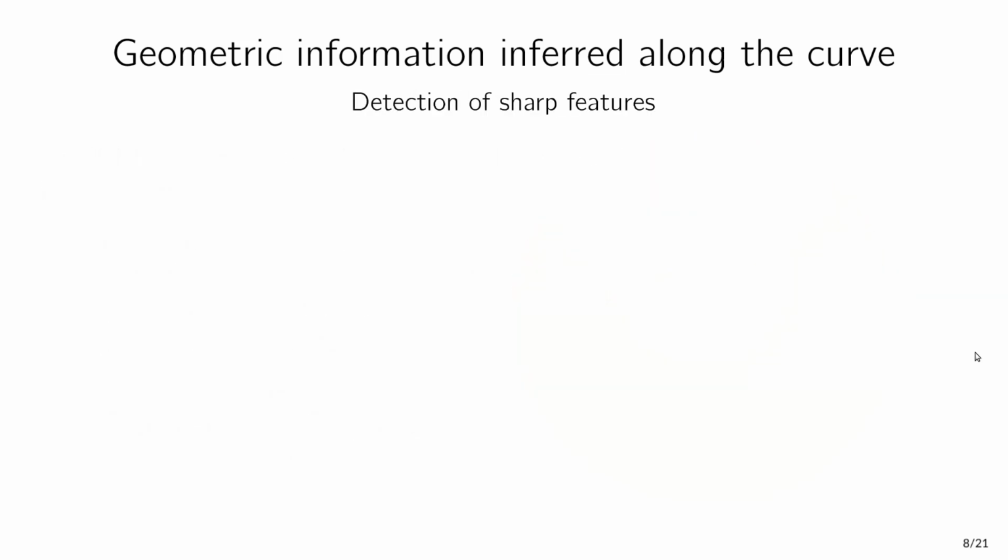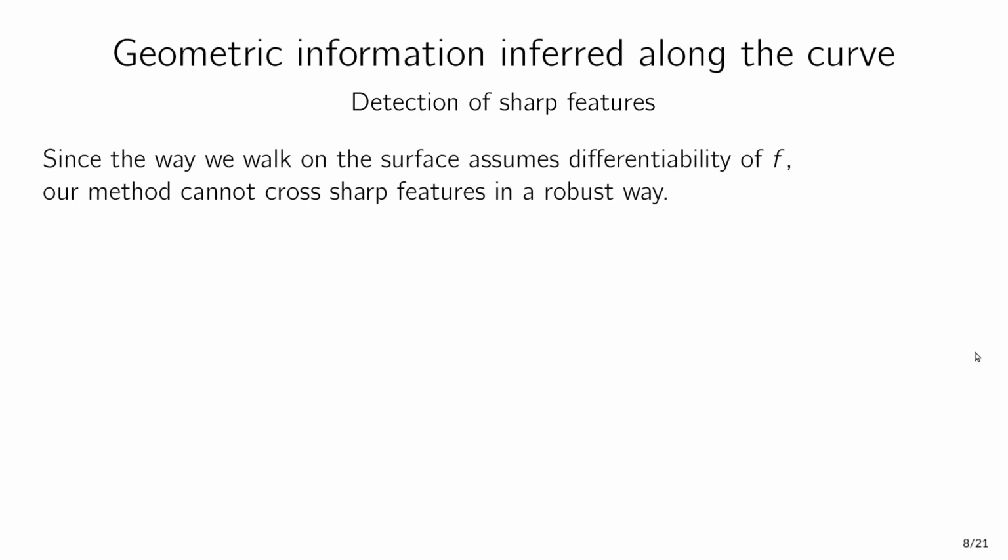And another thing that is very important is that you might have noticed that the way we walk along the shape assumes that the shape is smooth, or that f is differentiable, to build our local approximation. But of course, it's not always the case, right? So our method cannot cross sharp features in a robust way.